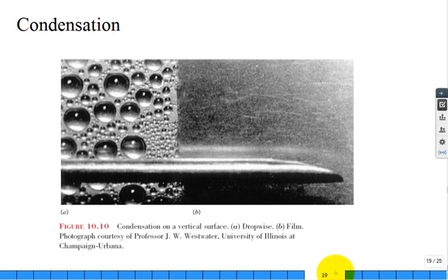Now let's talk a little bit about condensation. Well, there's two types. One is drop-wise, and one is film. Maybe you have some experience. Have you ever seen condensation in your life somewhere? Have you seen little drops form on a cooler surface, but then it wets it completely and maybe even drains? That would be film. Yeah. Where'd you say? What did you say?